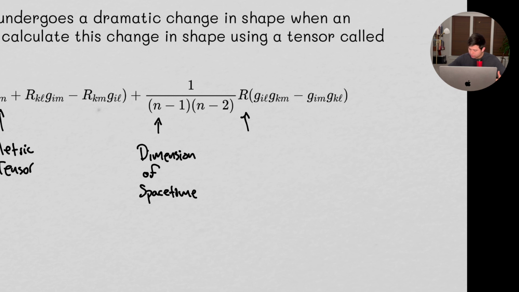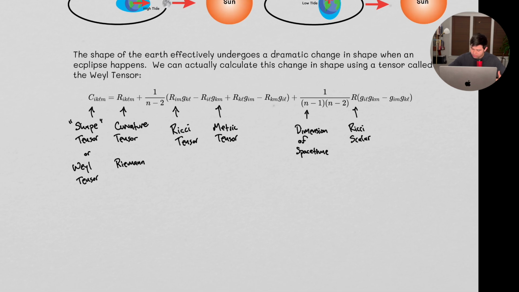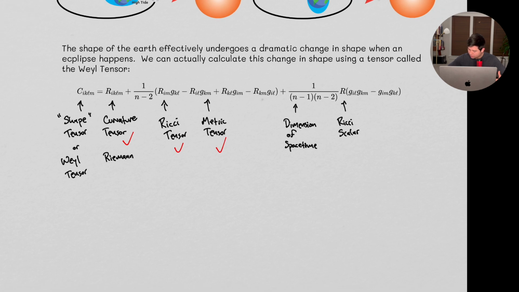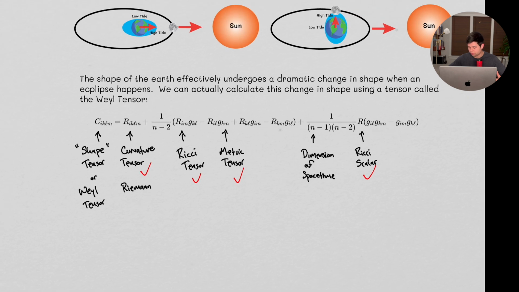R is the Ricci scalar. We've talked about these already. We've talked about this guy. We've talked about this guy. We've talked about this guy. We've talked about this. So we've talked about a lot of this already, right? So I'm really just introducing the Weyl tensor without going through its derivation yet.